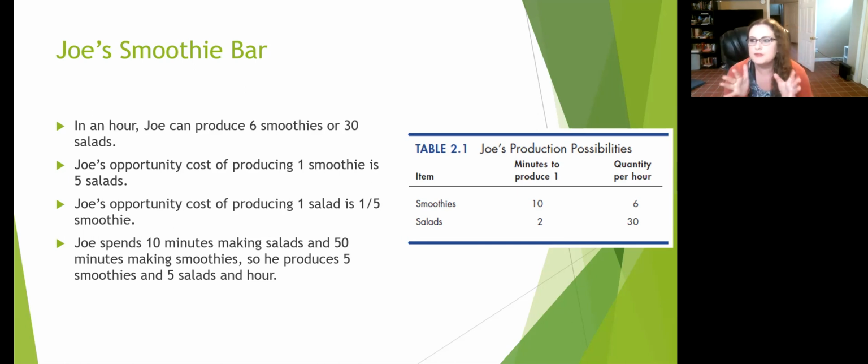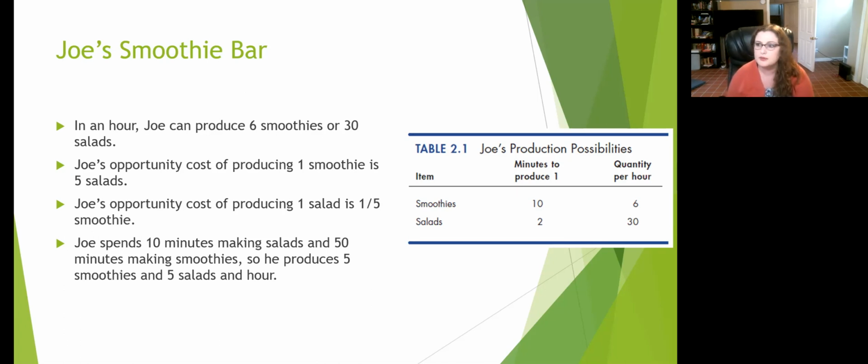Let's start breaking down the opportunity cost of this. Well, Joe's opportunity cost of producing 1 smoothie, so it takes him 10 minutes to produce a smoothie. How many salads is he going to have to give up? Well, it only takes him 2 minutes to make a salad. So if it takes him 10 minutes to make a smoothie, he could make 5 salads with that time, because in 10 minutes, he can make 5 salads at 2 minutes apiece. So that means for each additional smoothie he's making, he's giving up 5 salads he could have made. That's his opportunity cost.